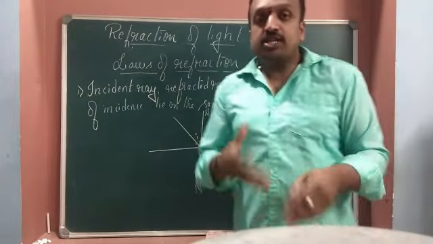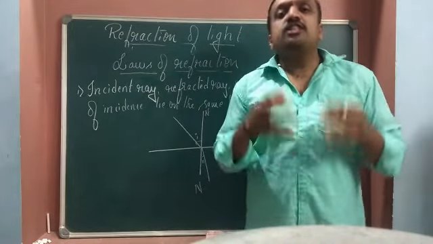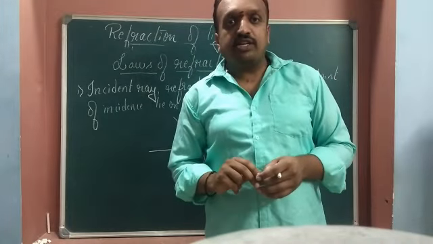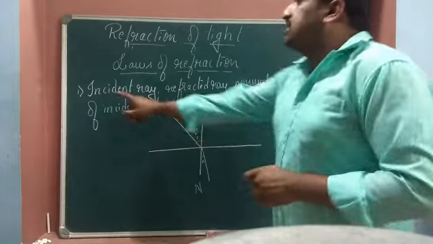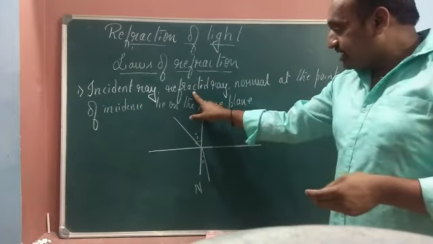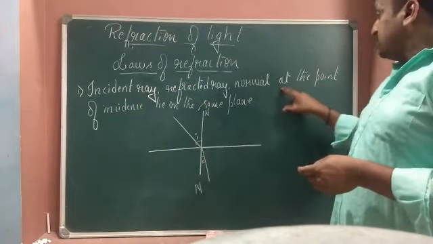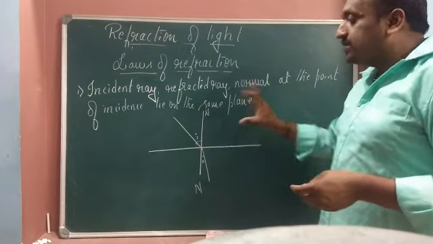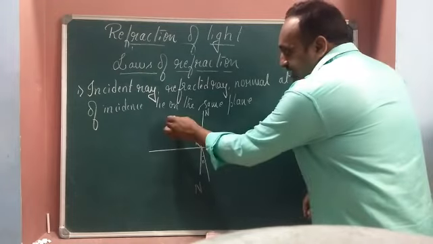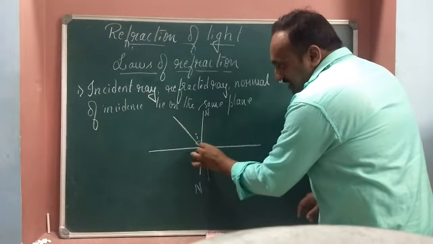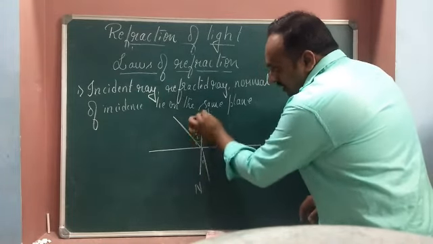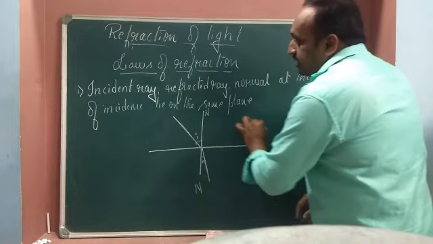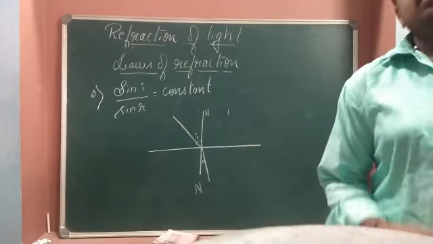Now, students, we are going to study the laws of refraction. There are two laws of refraction. First law: the incident ray, the refracted ray, and the normal at the point of incidence lie on the same plane. Please look at the diagram. This is the incident ray, this is the refracted ray, and the normal at the point of incidence lies on the same plane.